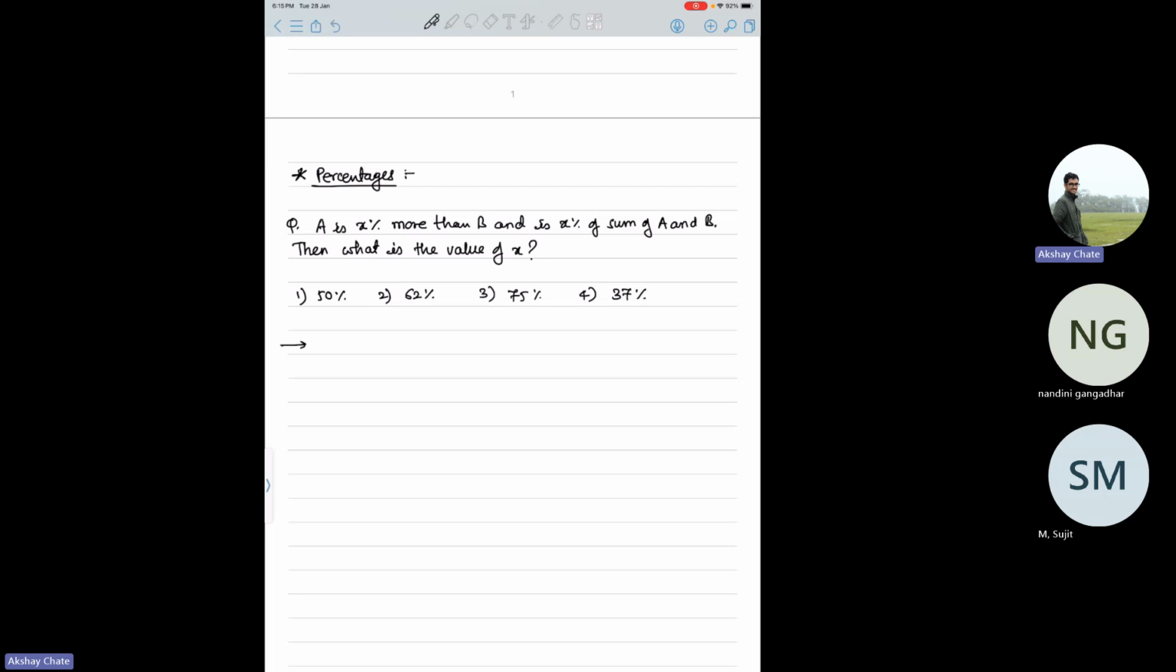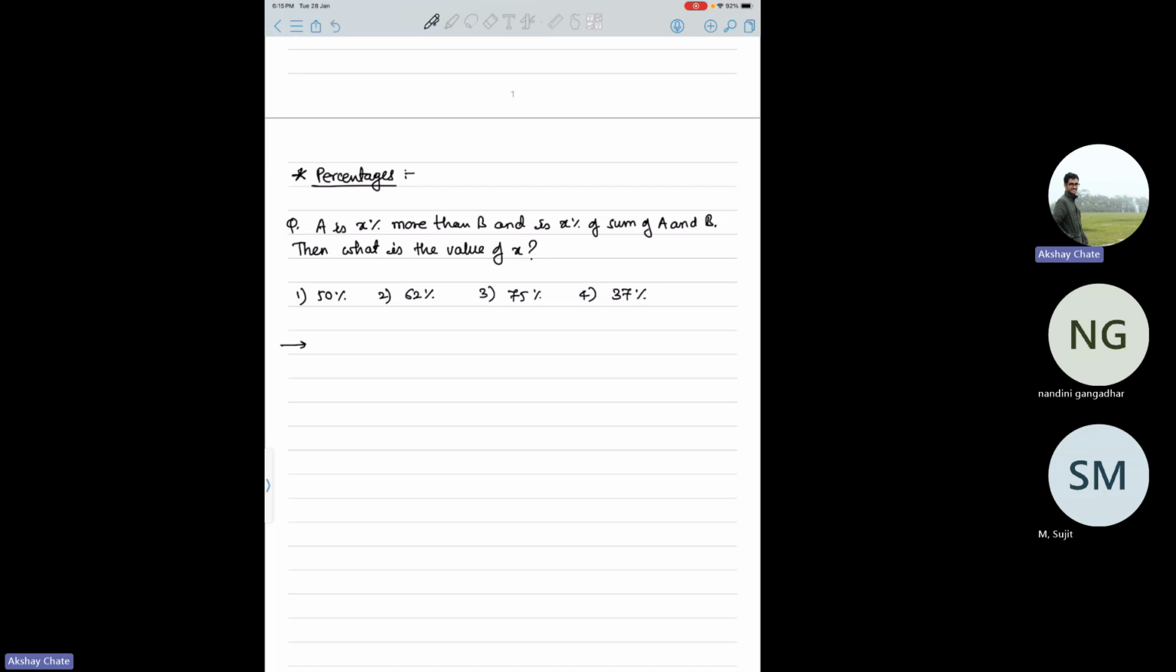In this question, everything is in the sentence structure, how it is framed. That is the main thing. If you understand that, then it should be fine. So the first sentence is: A is X% more than B.